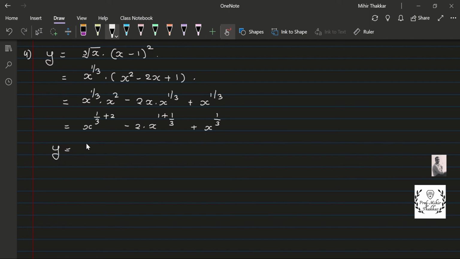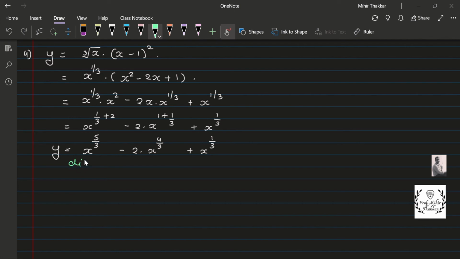Finally, I will take the LCM in the powers. So x raised to 5 upon 3, minus 2 into x raised to 4 upon 3 plus x raised to 1 upon 3. Yes, now further simplification is not possible. So where we stop simplification, we can start with our differentiation.